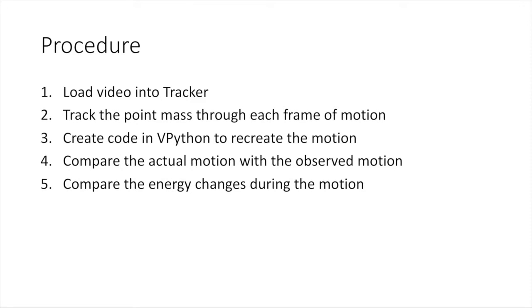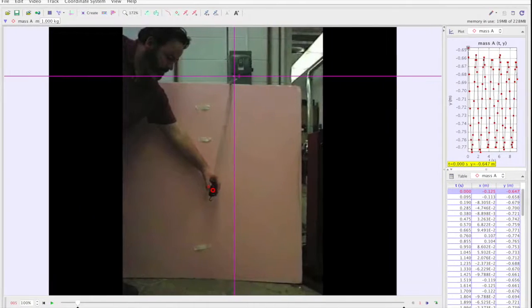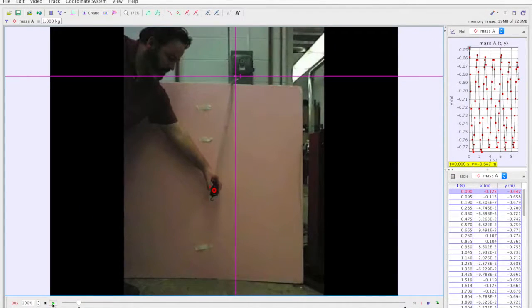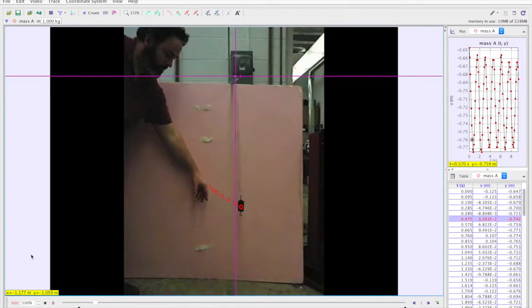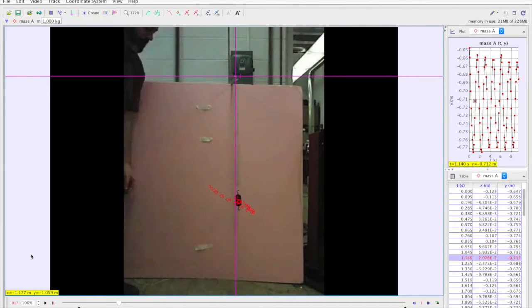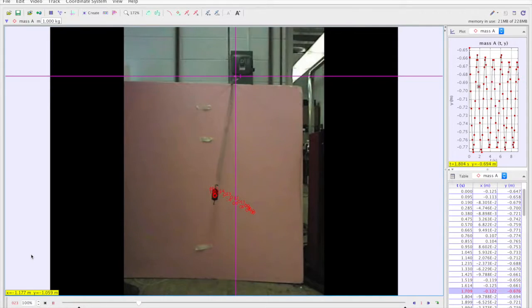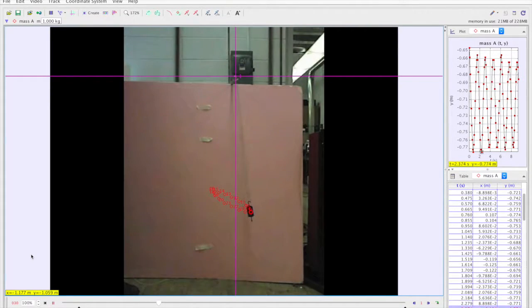The first step was to load the video into Tracker and track the point mass through each frame. Here's my Tracker video. Then I created a code in VPython to recreate the motion. I imported the X and Y position points from Tracker into a CSV file and input that into Python.